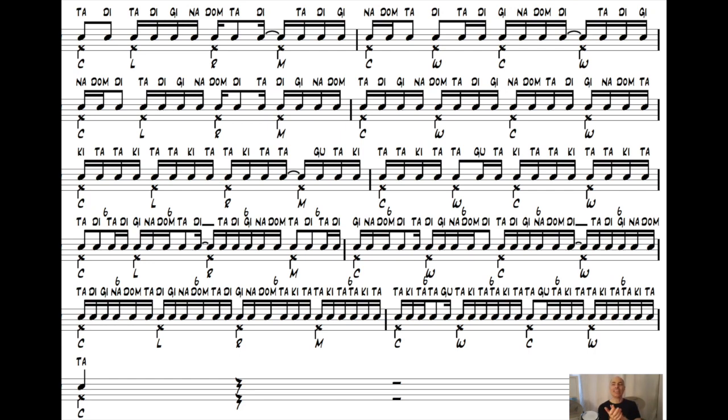Ta ti ta digina tum ta ti ta digina tum ta ti ta digina tum de ta digina tum de ta digina tum de ta digina tum ta digina tum ta digina tum ta digina tum takita takita takita takita ta takita takita ta takita takita takita ta ti ta digina go ta ti ta digina go ta ti ta digina go de ta digina go de ta digina go de ta digina go ta digina go ta digina go ta digina go takita takita takita takita ta takita takita ta takita takita takita ta.